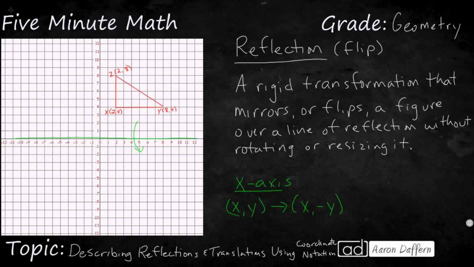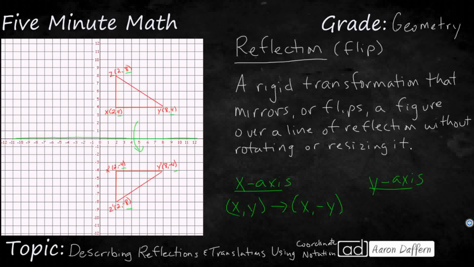So here's an example. So my x values stayed the same, but my y values went from 4 to -4, 8 to -8, and from 4 to -4. So my triangle XYZ became X prime, Y prime, Z prime because I reflected it or flipped it over the x-axis.